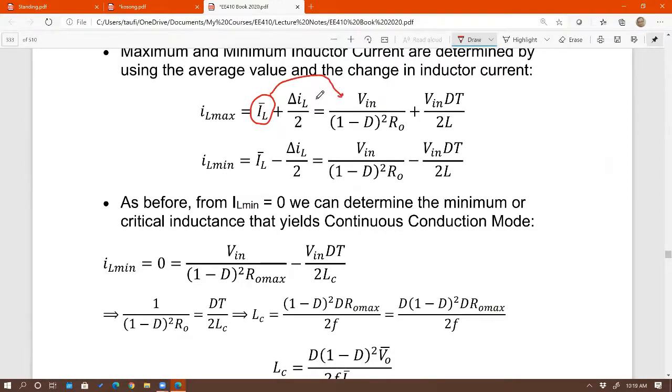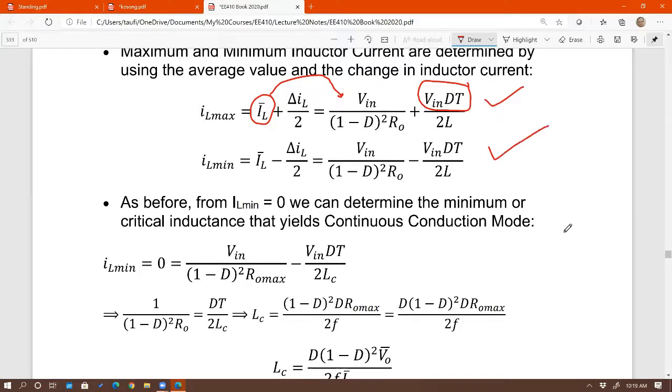And then delta IL, you have the delta IL equation previously, remember? And just like I expected, I use the delta IL on equation. See that? That's from delta IL on. How do I know that? It's V in times dt. See that dt right there? That's T on. I'm not using delta IL off because, remember, I said earlier, delta IL off is a longer equation. So why use a longer equation if you can use the shorter one? So same thing here, IL average minus delta IL over 2 for IL min. So that should be good, right?